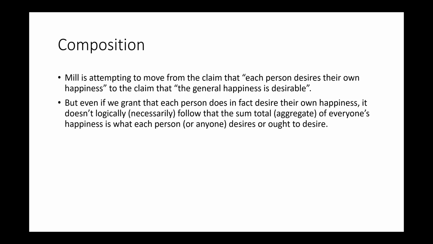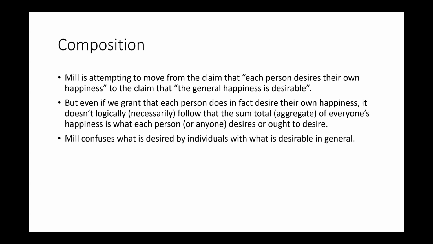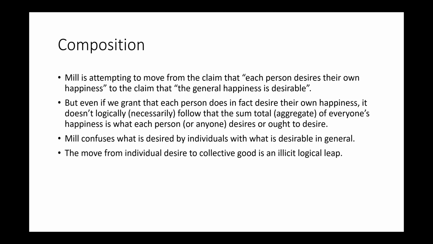Even if we grant that each person does, in fact, desire their own happiness, logically speaking, it does not follow that the sum total aggregate of everybody's happiness is what each person, or anyone for that matter, actually does desire or should desire. So essentially, what's happening is Mill seems confused, right? He confuses what is desired by individuals like you or me or anyone else with what is desirable as a general end for everyone. Or to put it another way, the move from the individual desire to the collective good is an illicit logical leap.